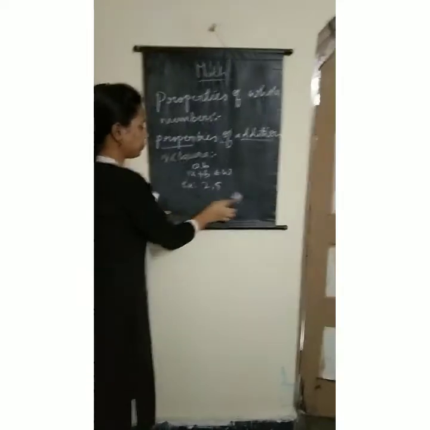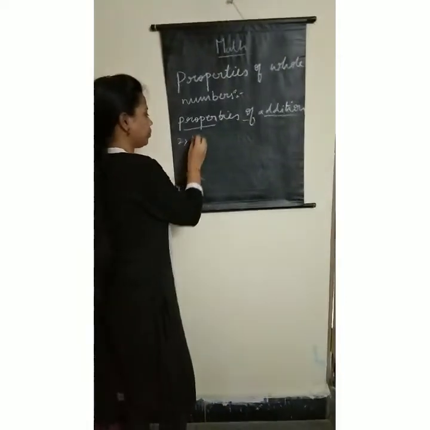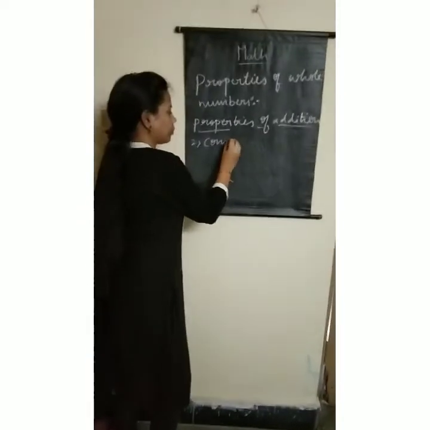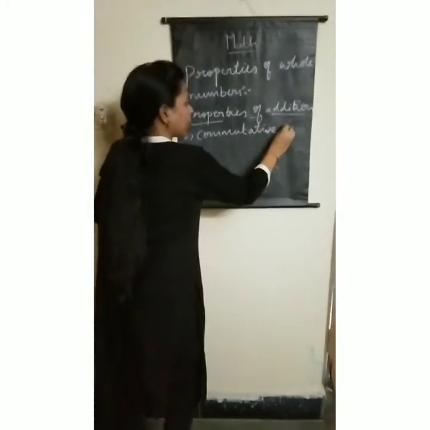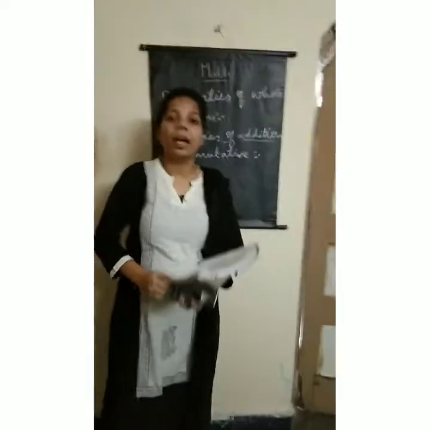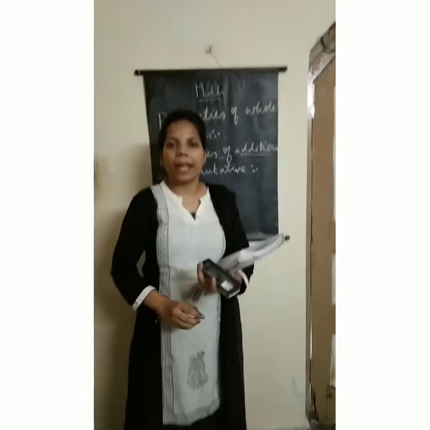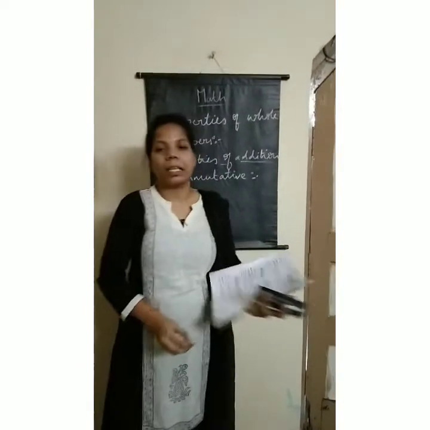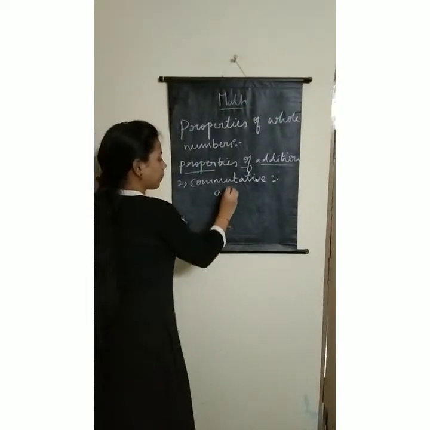Now we'll see what is commutative property. If A and B are two whole numbers, then A plus B is equal to B plus A.